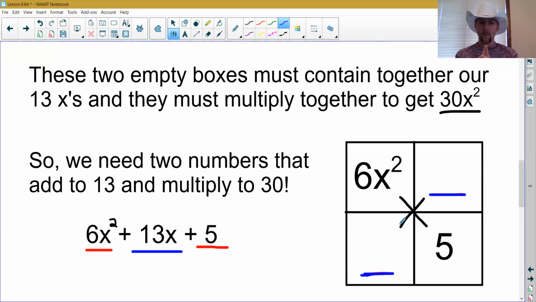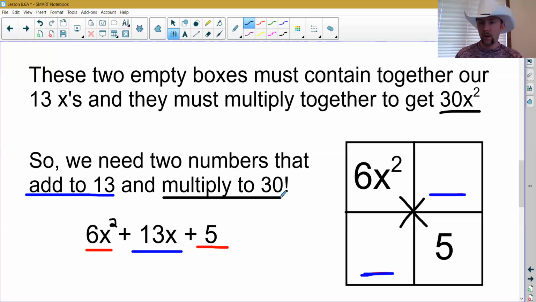So what we have to realize now is because I need these two boxes to together total up to 13, and I already talked about them needing to multiply to be 30x squared, we need two numbers that add up to be 13 and they multiply to be 30. Now, those phrases should sound familiar, right? That's what we were doing in our last video, right? We were talking about how do we find numbers that multiply to make this and add up to make this, and that's how we found our factors, right? So it's sort of similar in this case.